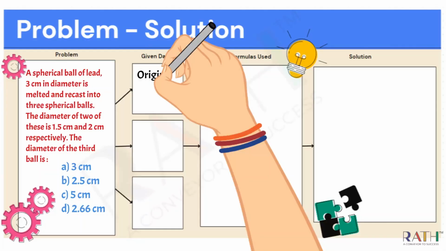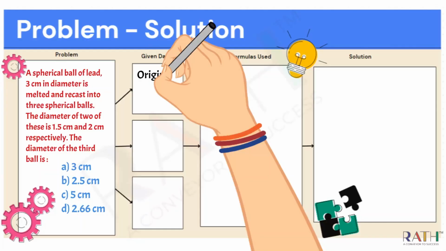They have given the diameter of that big spherical ball, like a football, as 3 centimeter. And they have given the diameter of 2 of the small balls, like cricket balls: 1.5 centimeter is one, and 2 centimeter is the other one. And they're asking you to find the diameter of the third one. They have also given you some options for the answer.